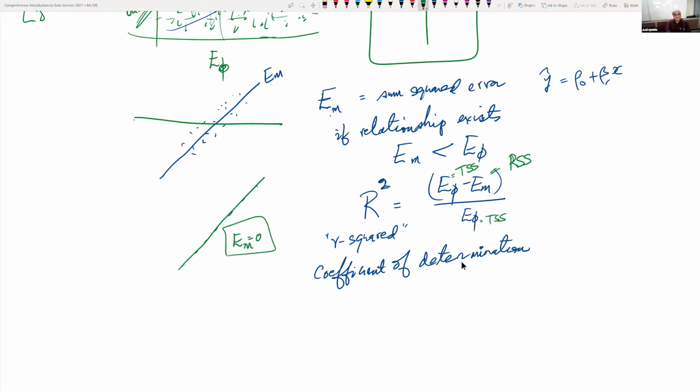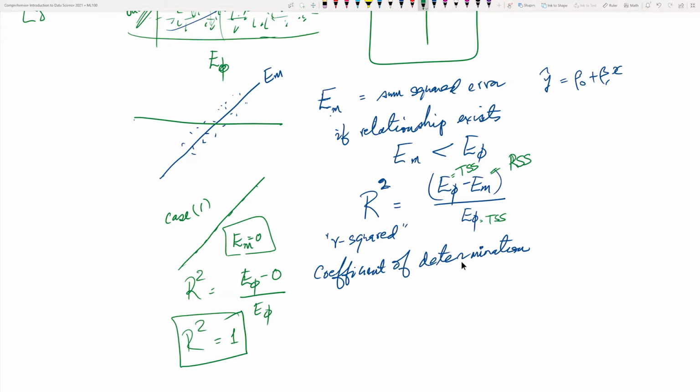Right? Let's case 1. E phi will be equal to whatever it is. So then what will be the R squared? R squared would be E phi minus 0 over E phi. And that will be equal to 1. So you have a model that is giving you a coefficient of determination of 1. Now, should you be elated if you see 1? Or should you start worrying?